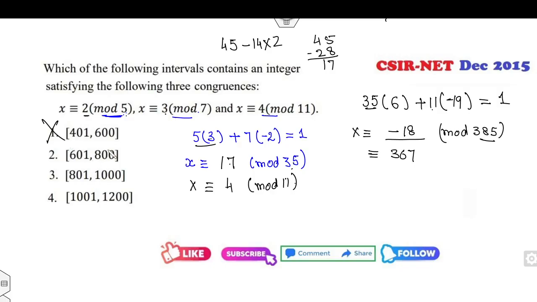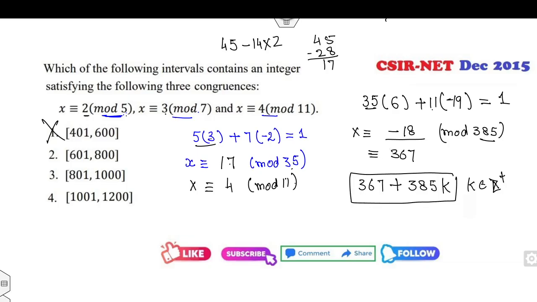Now, which of the following intervals? So 367 is the first number. The other number will be 365 into k, where k is my positive integers. Fine. So now look at that. If k is equal to 1, then it will be 2, 9, 6, 15, 752. 752 lies in the second component. If I take k again, if I add them 385, then it will be 7, 13, 11. 11 lies in this case. Right answers are B and D are the correct answers.